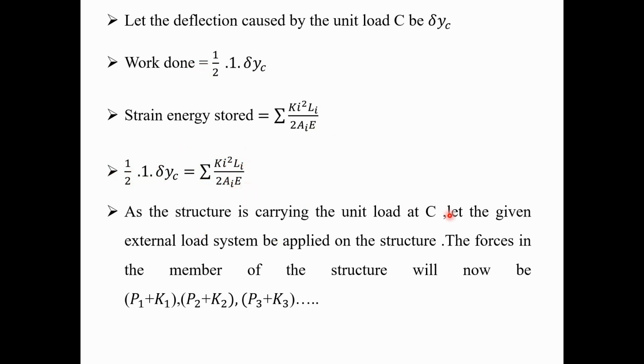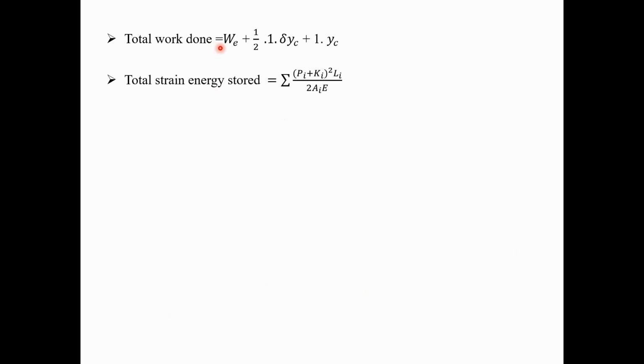Now as the structure is carrying the unit load at C, let the given external load system be applied on the structure with this unit load. Then the forces in the members of the structure will be P1 plus K1, P2 plus K2, P3 plus K3, and so on. The total work done will be equal to WE, the work done because of the external force, plus half into 1 into delta YC, the work done because of the unit load, plus 1 into YC, the work done by the applied unit load through the displacement YC at joint C.